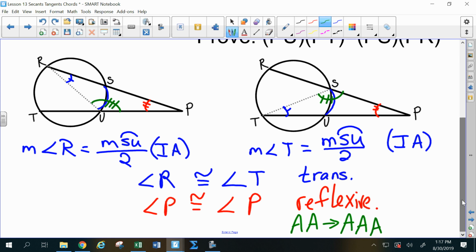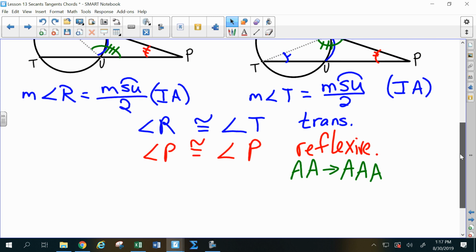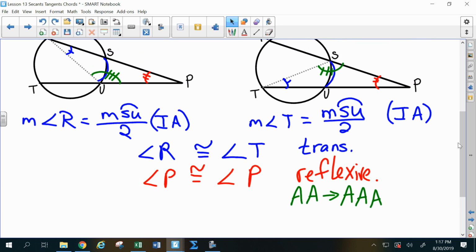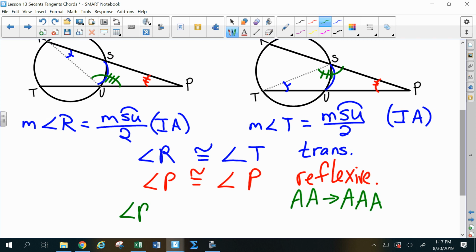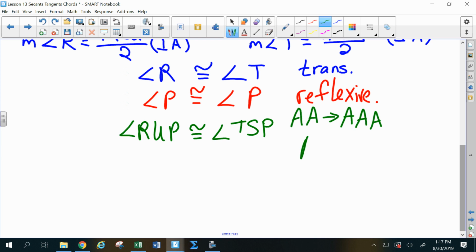So let me get that written down in here. A little more room there. I want to make sure I get these in a corresponding order. I can say that angle, what's that letter up there, RUP. So I did blue, green, red on the left, so I'm going to do blue, green, red on the right. And now I have all three sets of angles congruent. So I can say that the triangles themselves are not congruent, but similar.